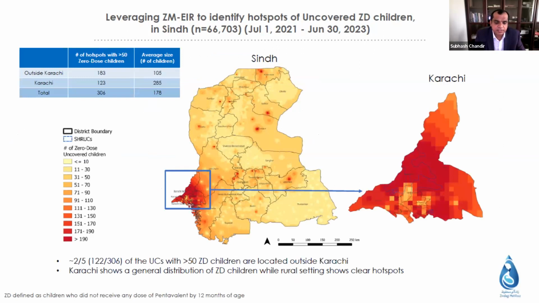Essentially, in every country it is a different scenario. Some countries have clusters, others do not. In Sindh in Pakistan, we have seen there's a clustering of zero dose children in the rural areas, while in the urban settings, there is generally less clustering and a more even distribution. Next slide, please.